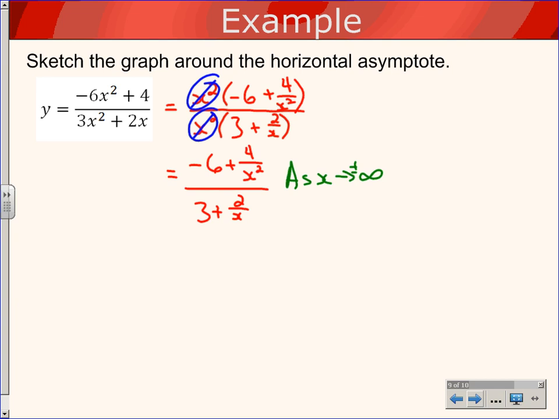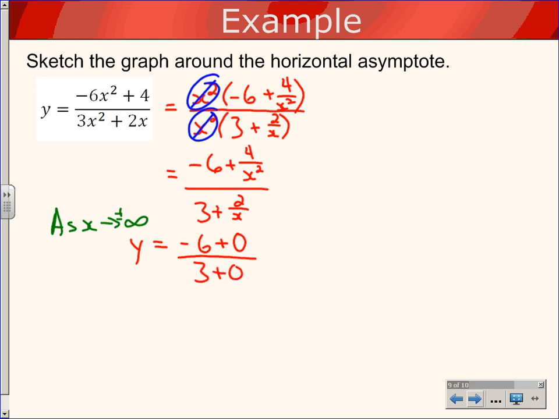Well, as x gets really big, I should probably write that over here, shouldn't I? As x gets really big, y is going to be a minus 6 plus 4 over x squared. That's going to be 0, right? 4 divided by a really, really big number. And then 3 plus 0. So our horizontal asymptote is y equals minus 2. That's good. We know what our asymptote is.